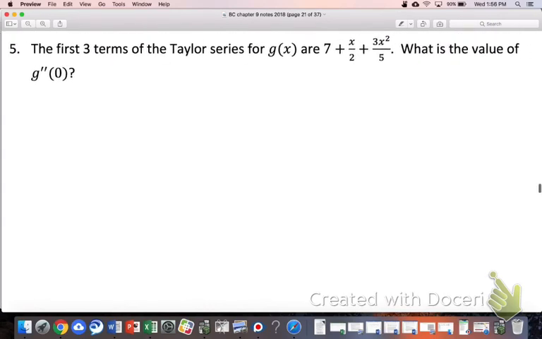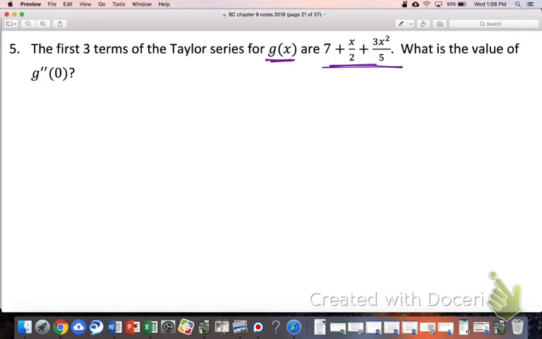So number 5 says the first 3 terms of the Taylor series for this totally unknown function. So like g of x, we have no clue what that is, and I don't think we ever will. But I do know that the first 3 terms of the Taylor series are right here. So somebody has gone before you and they've figured this out, and they've left g of x, as to what it actually is, they've left it to be a mystery. And frankly, we don't even really need to know what it is.